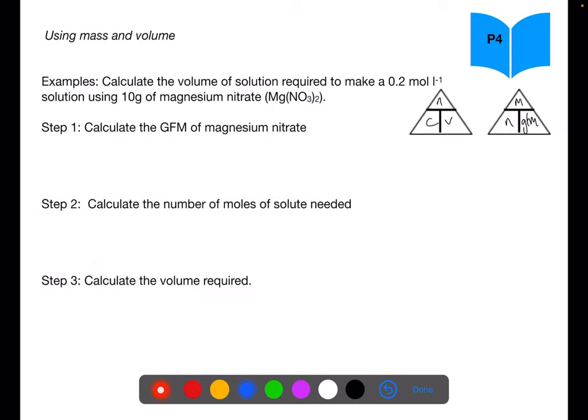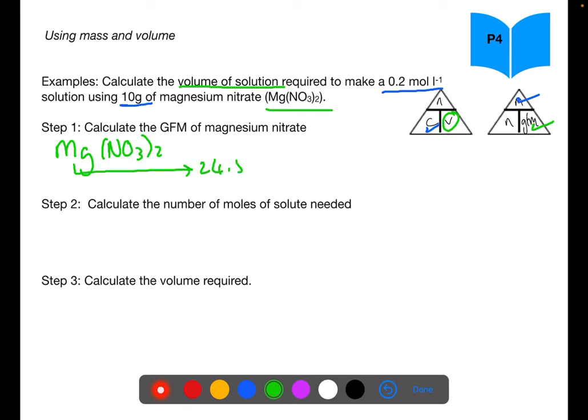We can also use this to work out the volume of solution that would be required if we have a certain mass of solute to use. So here we're trying to calculate the volume. We know the concentration is 0.2 moles per litre, and we have 10 grams of the solute to use. The solute is magnesium nitrate. This time we're going to start with this piece of information. We have the mass and gram formula mass, so we're able to calculate moles. To be able to do that, we need to calculate the gram formula mass of magnesium nitrate using the formula.